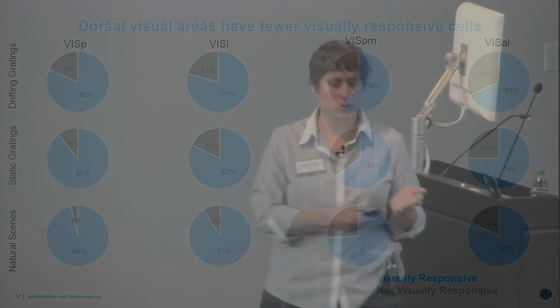Right? So there's a ventral pathway, which LM is a part of, and PM and AL are thought to be in the dorsal pathway. The ventral pathway is thought to be involved in scene processing, object recognition, spatial acuity, while the dorsal pathway is thought to be more involved in visual motor, navigation, and these types of processes. So it's intriguing that there's fewer visually responsive cells in these dorsal pathways.